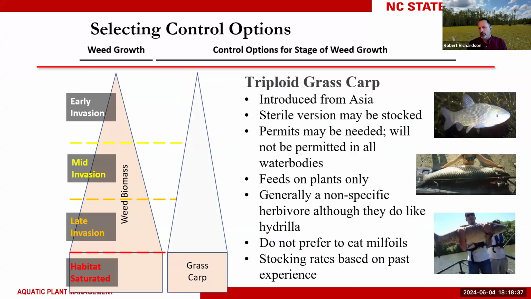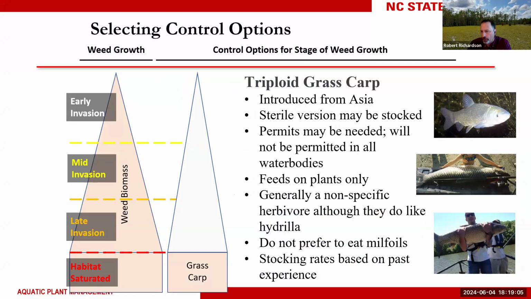Triploid grass carp are the most widely used aquatic plant management strategy in North Carolina. So these are introduced fish from Asia. They are sterile, at least the ones that you can stock legally are sterile. You do need a permit from Wildlife Resources unless you stock only a small amount. So the good thing about triploid grass carp is that they feed on most submersed plants. The bad thing about triploid grass carp is that they feed on most submersed plants.